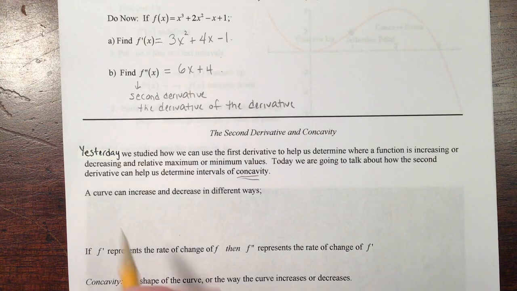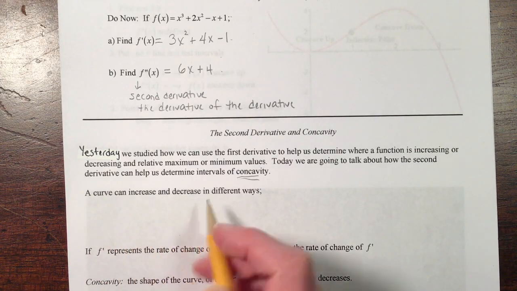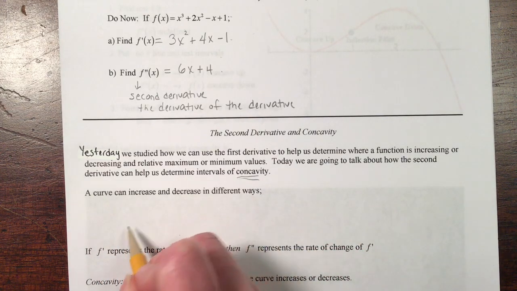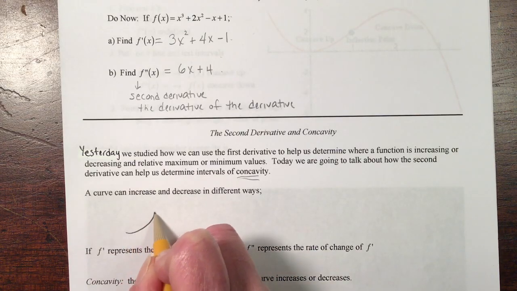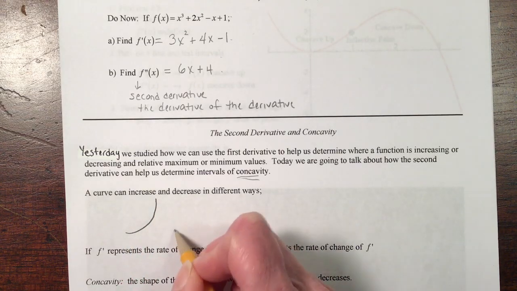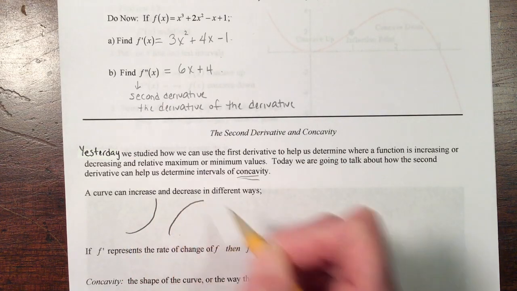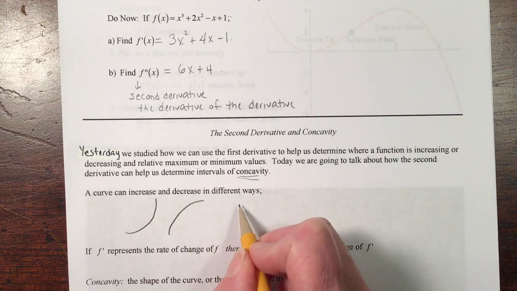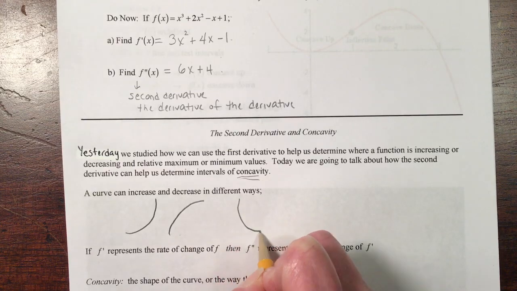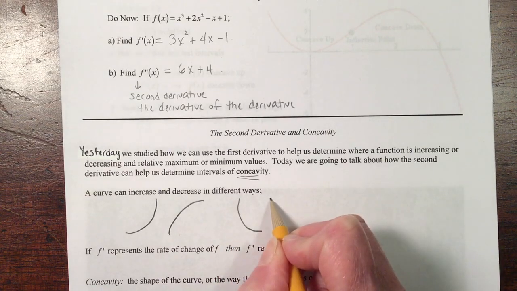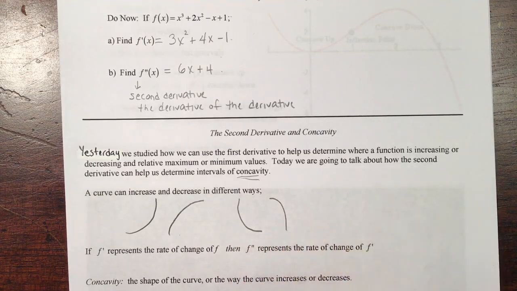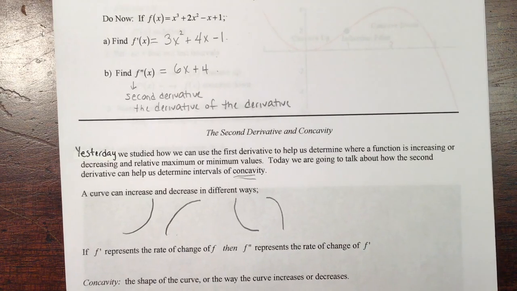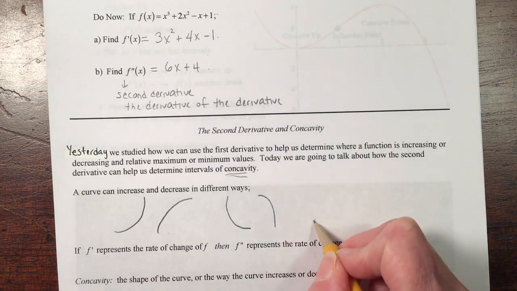Okay, so that's going to be a pretty tricky concept, so I'm going to take a few minutes to describe it. A curve can increase and decrease in different ways, right? Our curve can kind of go up like that. Our curve can bend up that way. That would be increasing. Our curve can decrease like that, or our curve can decrease like that. And I'm sure you can visualize this just by thinking about the graph of a function. Our curves can also do this.